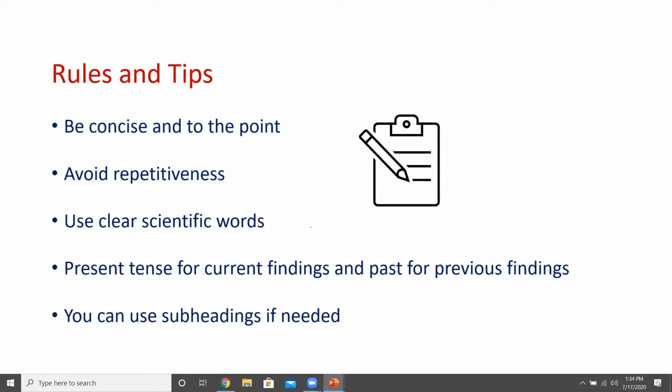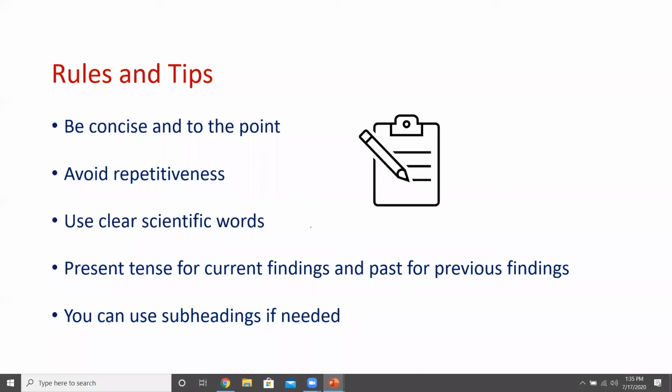So now coming to the writing technicality, when it comes to verbs, use the present tense for the current findings. For example, you can say, this result shows this and this. And use past tense for previous findings, like previous research or previous analysis showed this and this. So this is the general tip of writing the discussion part: present tense for your current findings, past tense for the previous findings. And it makes sense, past for past, present for present.